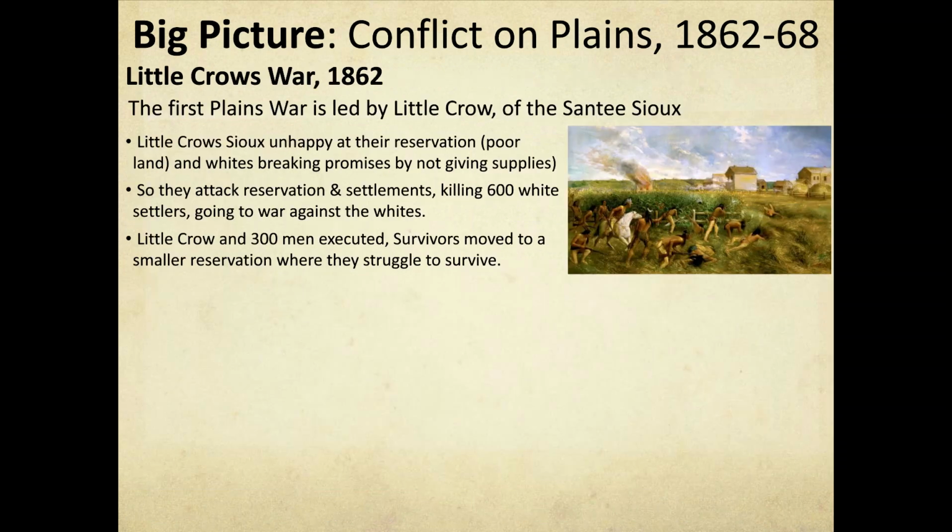Firstly, Little Crow's War. The First Plains War is led by Little Crow of the Santee Sioux. Little Crow's Sioux were unhappy at their reservation. They had poor land, and the whites were breaking promises by not giving them their supplies. So they attacked the reservation and settlements.